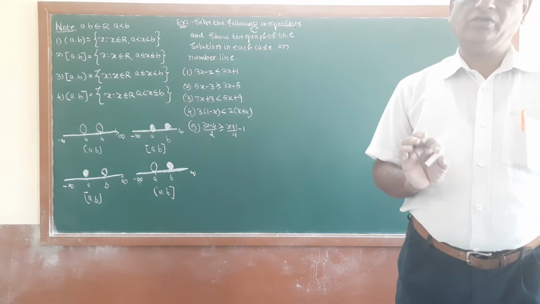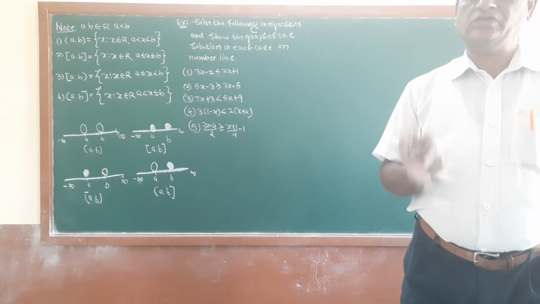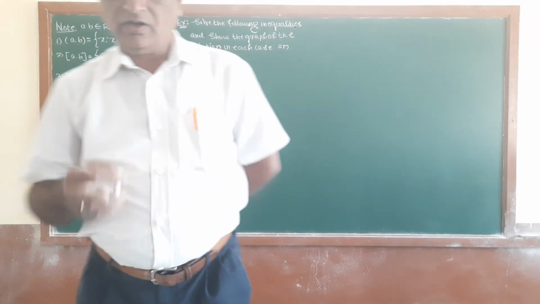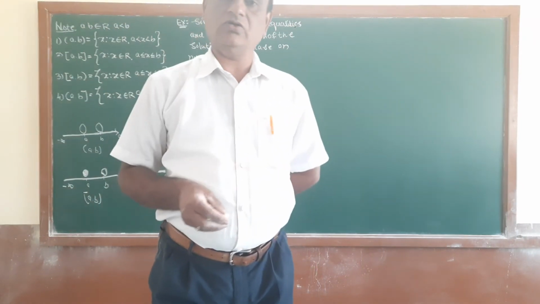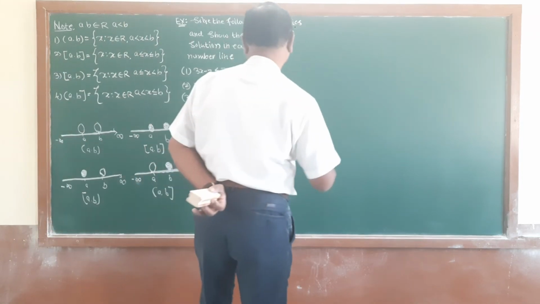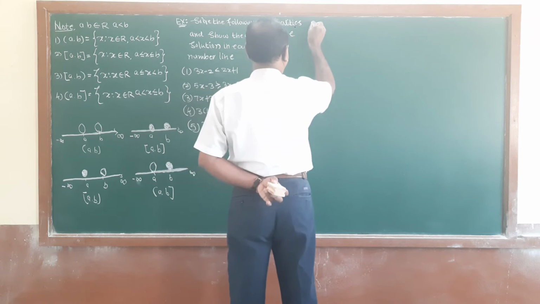Okay, so everything is on the same line. Just find the solution set for the given inequality and represent the solution on the number line. So, the solution for the first problem, very simple.